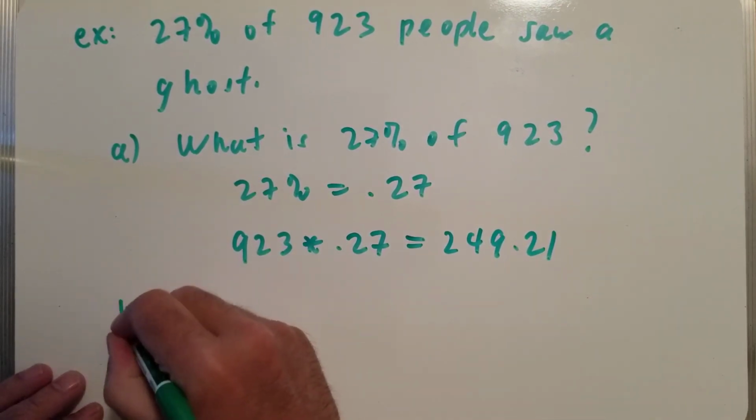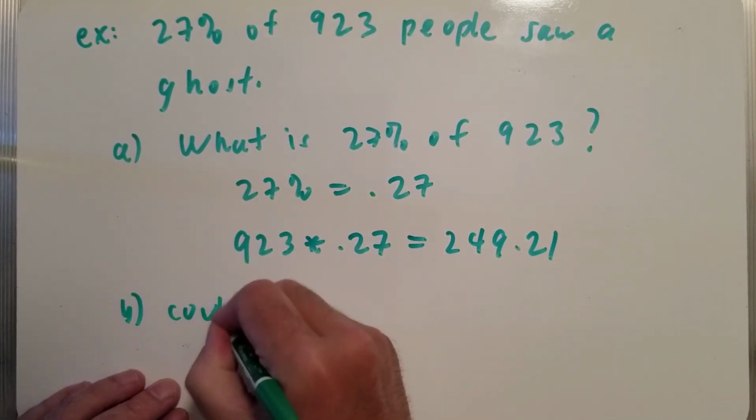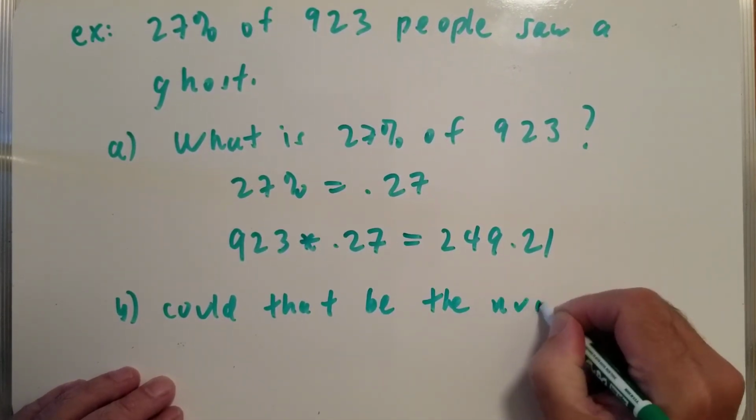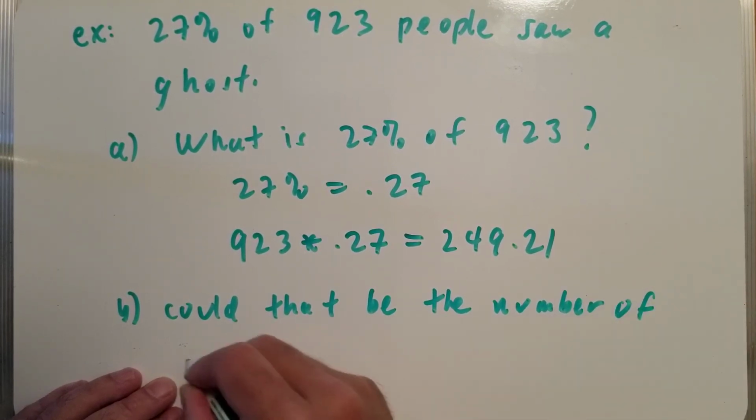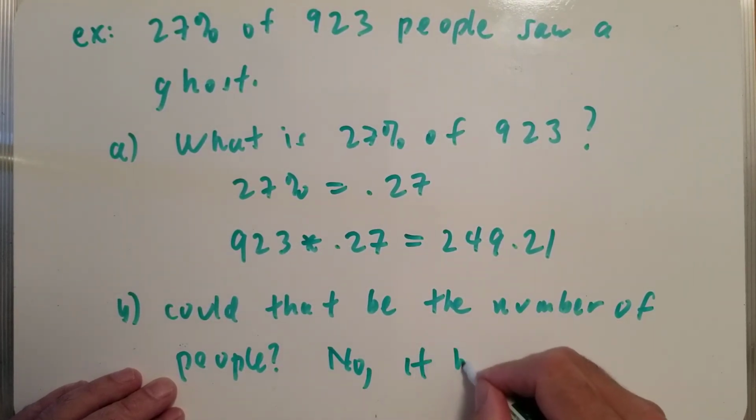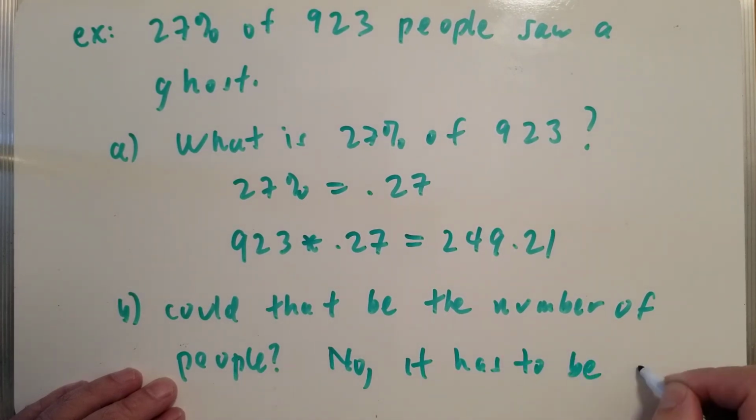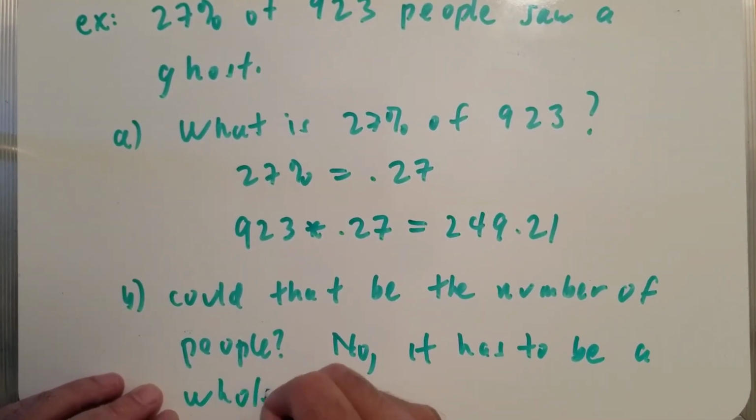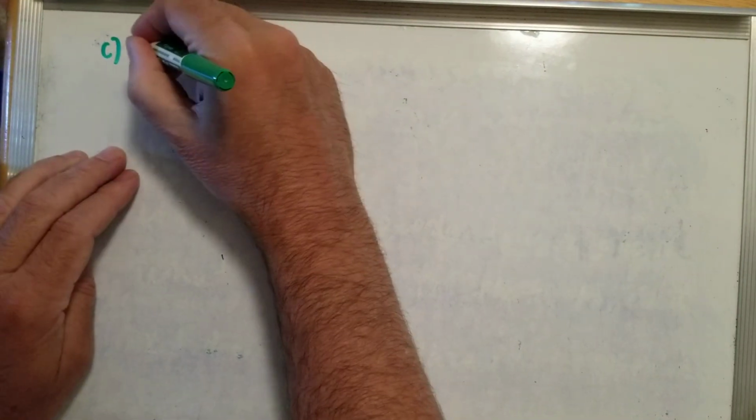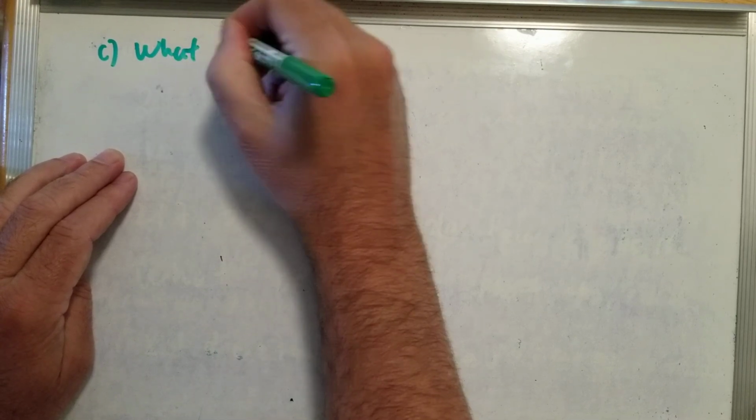249.21, and then they ask, could that be the number of people? Answer, no. It has to be a whole number. It can't be a decimal. It has to be a whole number. So then, the question is, what is the number of people?